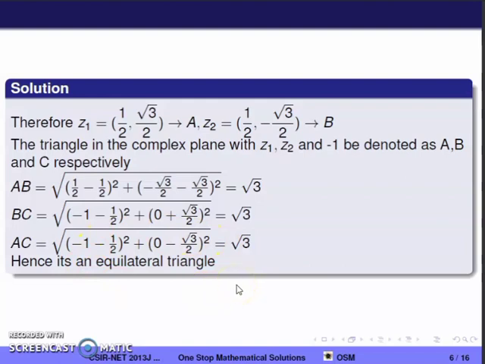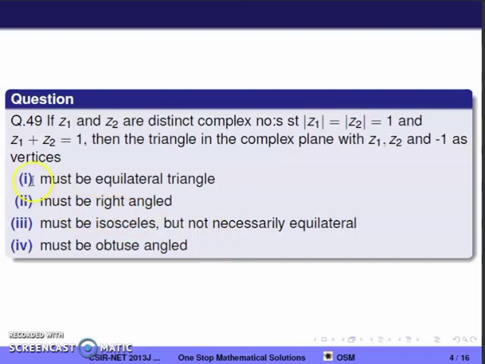Therefore, the triangle formed by these complex numbers is an equilateral triangle. So let us check the correct options now. So the correct option is the first one.